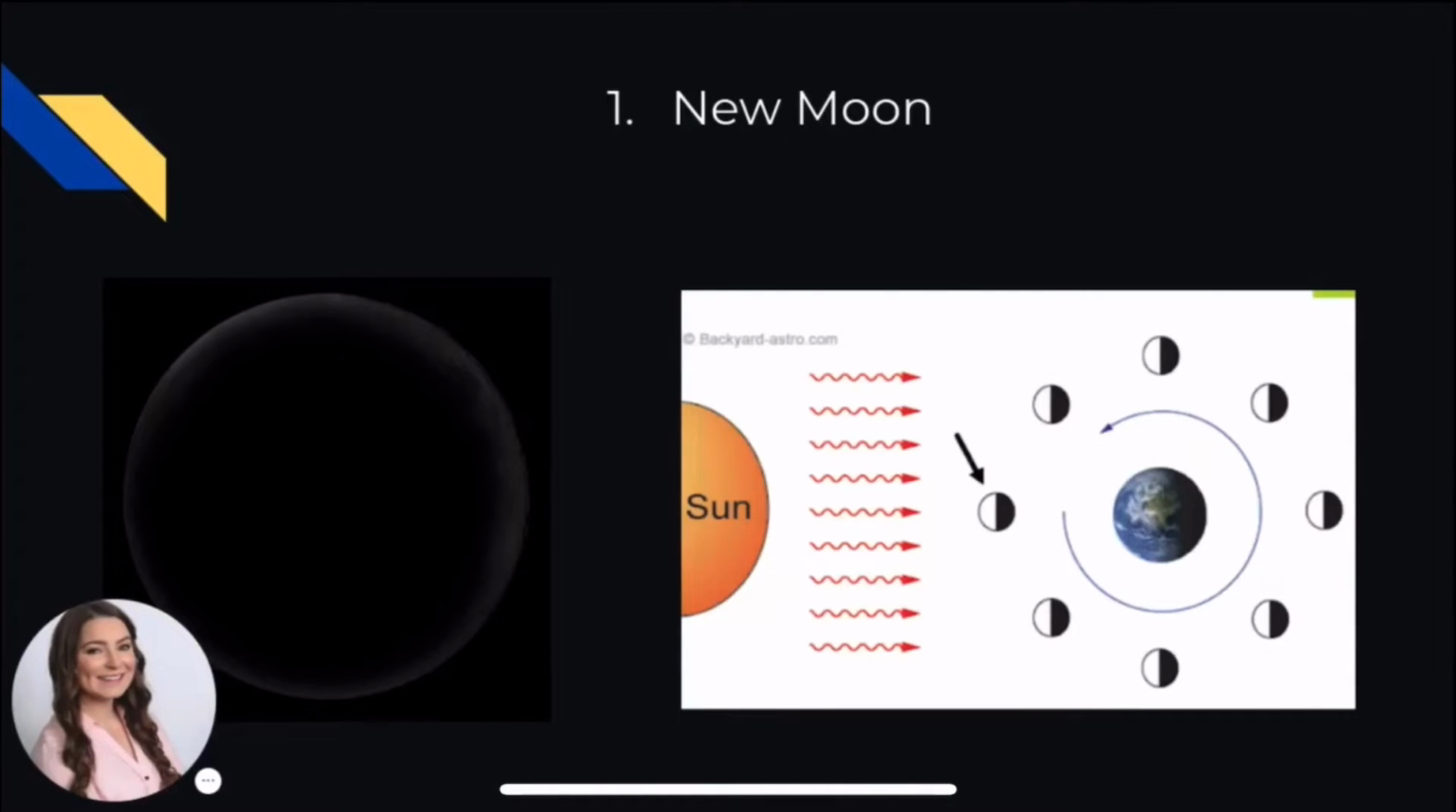Each cycle begins with a new moon. The moon is between the sun and Earth so that it reflects no light to Earth. During this phase, there appears to be no moon in the sky. This lasts for only one night.